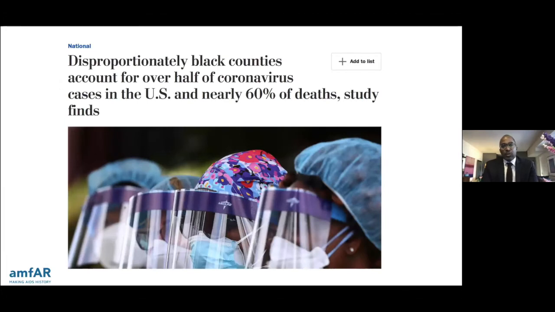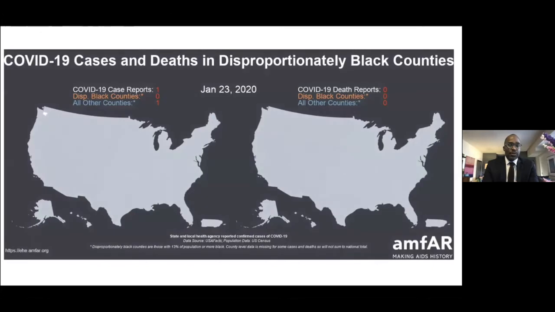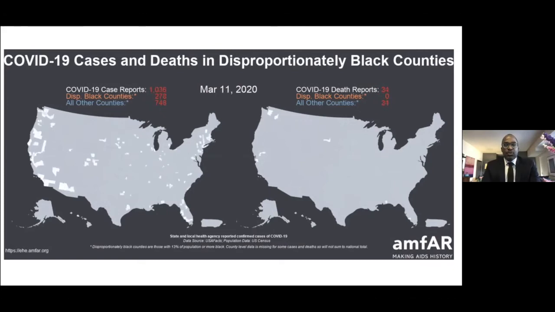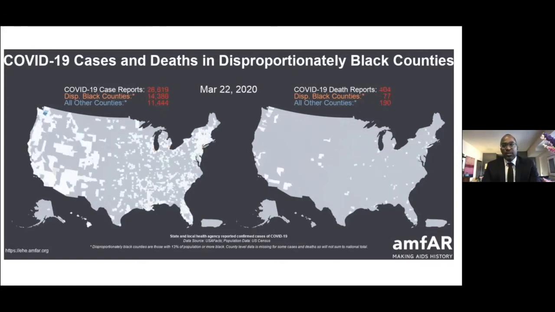Once we published these data, it made it all the way through the national media. There were quite a few media headlines about this. One of them was that disproportionately Black counties account for over half of coronavirus cases in the US and nearly 60% of deaths. And that's certainly true. But we're also curious to see how durable that association was over time. So we created this GIF to look at disproportionately Black counties versus all other counties in the US. And you can see that as time increases, there is a disproportionate increase in COVID-19 cases as well as deaths in Black counties.